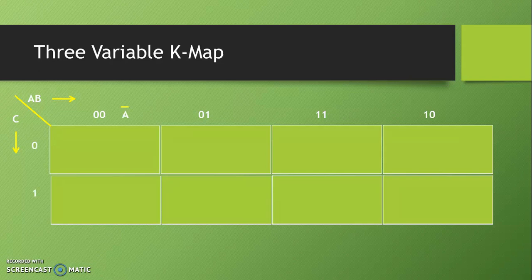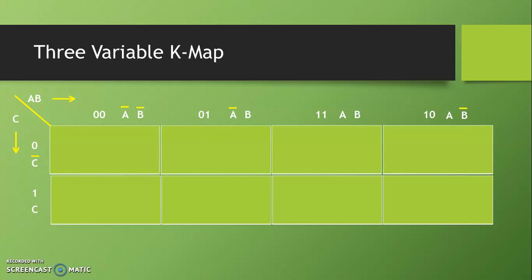So now we know that 0 is complemented, and 1 is uncomplemented. So if we write product terms for each value of AB, then for 0 0 it is A bar and B bar. For 0 1 it is A bar, B. For 1 1 it is AB, and for 1 0 it is A, B bar. Same way for C, 0 means C bar and 1 means C.